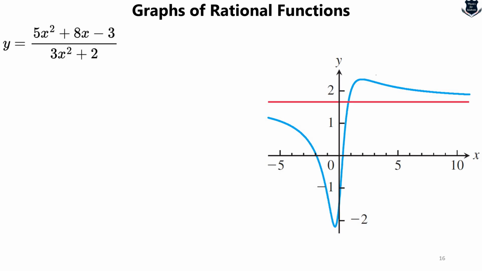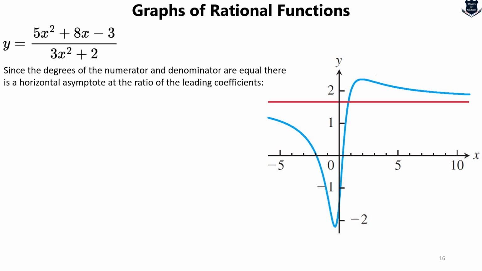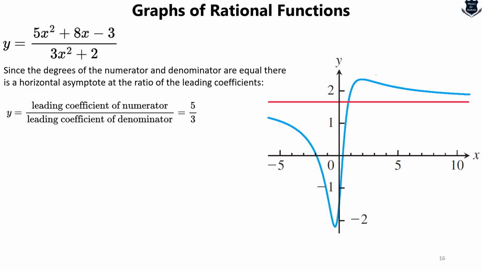Now here what happens, since the degree of the numerator and denominator are equal, so 5x squared and 3x squared, the degrees are equal. There is a horizontal asymptote, and y equals the ratio of leading coefficients, the leading coefficient of the numerator 5 upon 3. So as x approaches plus or minus infinity, y goes towards 5 upon 3. So this is another example. When the degree of the numerator and the denominator are the same, you won't get a slant. You will get a horizontal asymptote.